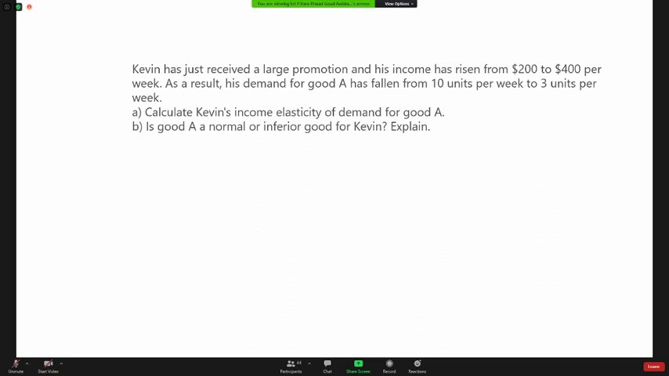Calculate Kevin's income elasticity of demand. See, it's the same thing as price elasticity of demand. In the place of price, you put income. Not just the calculation of elasticity is enough here. There is one more question: is the good a normal or an inferior good?